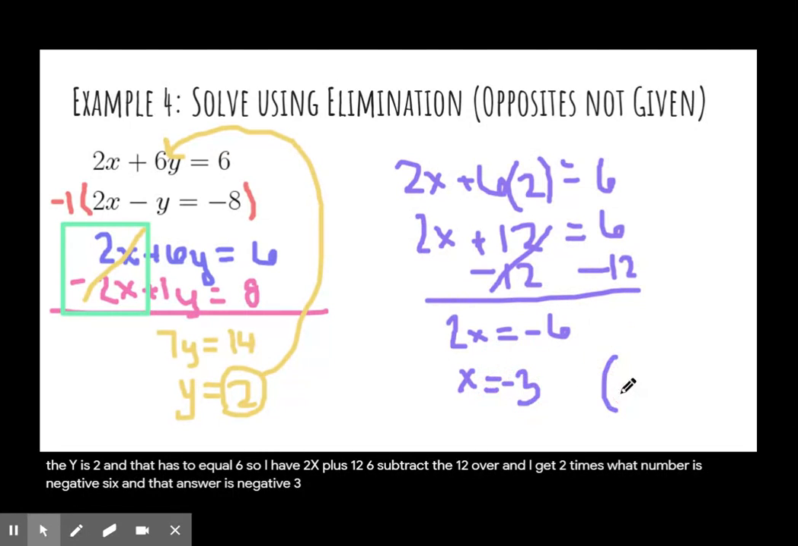Final answer, write it as an ordered pair, -3, 2. And that concludes our lesson.